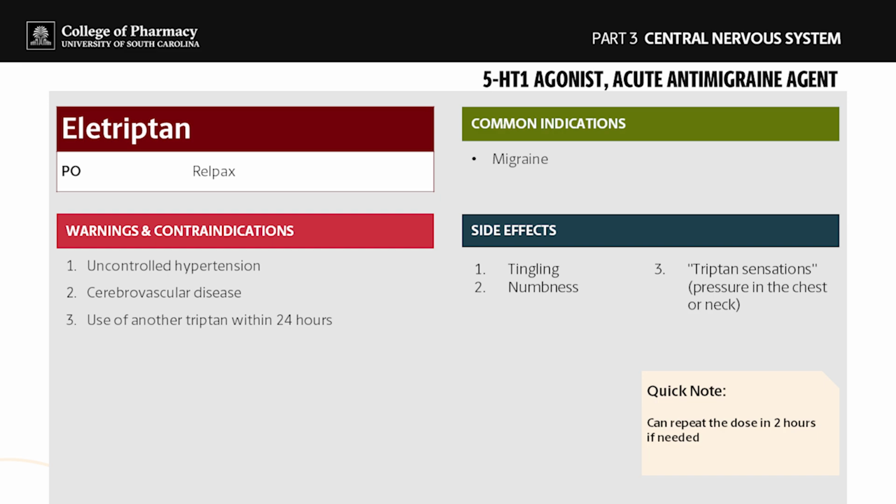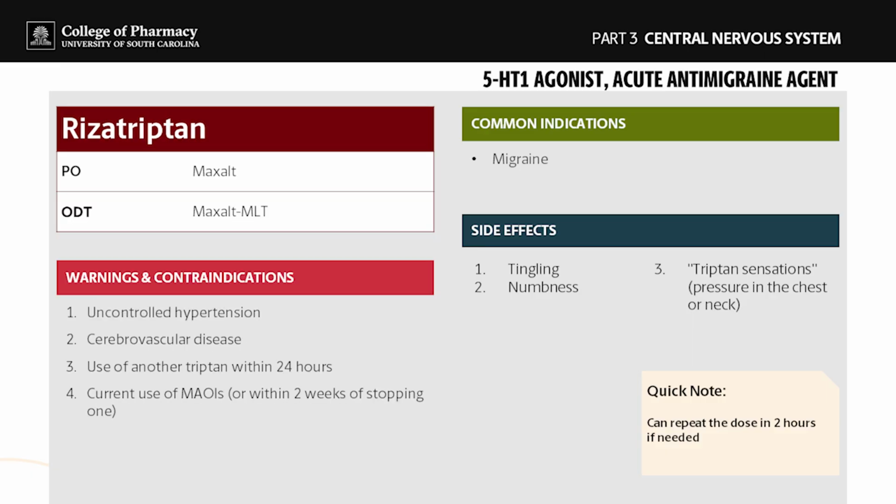5-HT1 agonist, acute anti-migraine agent. Eletriptan. The brand name is Relpax. Its common indication is migraine. Some of the side effects would be tingling, numbness, and sensations of pressure in the chest or the neck. Now, this drug you can repeat. If it doesn't help the headache subside in 2 hours, you can repeat it one time if need be. Some of the warnings or contraindications for this would be uncontrolled hypertension, cerebrovascular disease, and use of another triptan within 24 hours. Very important here.